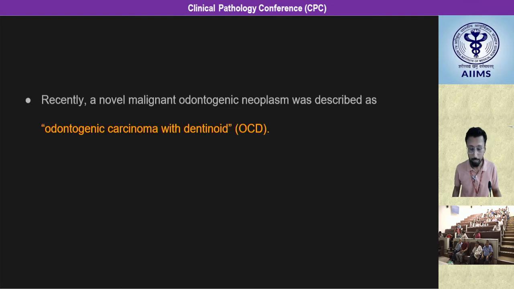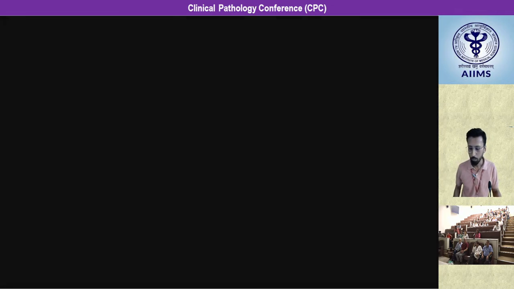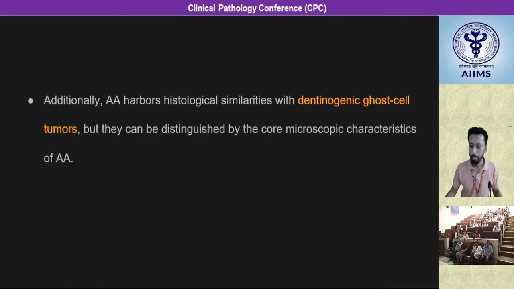And again, recently a novel malignant odontogenic neoplasm was described as odontogenic carcinoma with dentinoid, that is OCD. Now, although OCD can show some overlap with our adenoid ameloblastoma, it appears that OCD does not show the classical appearance of AA, that is our adenoid arrangements or the cribriform pattern. Additionally, apart from these tumors, AA can also harbor similarities with DGCT, but they can be easily distinguished because DGCT will show a lot of ghost cell foci.